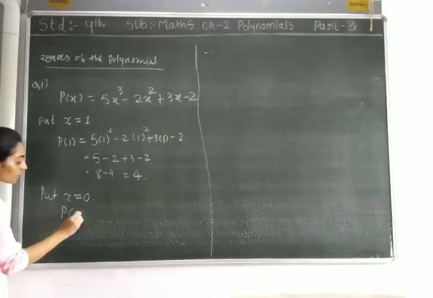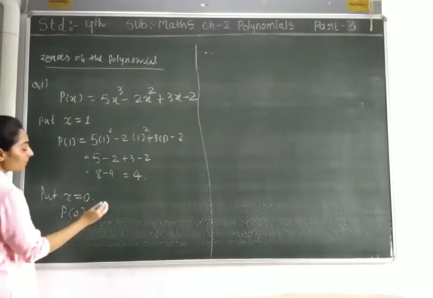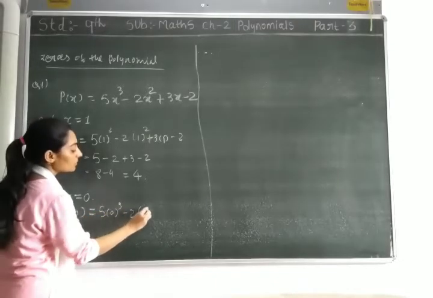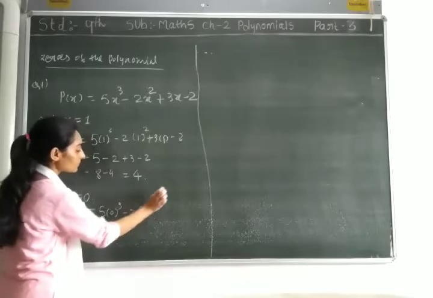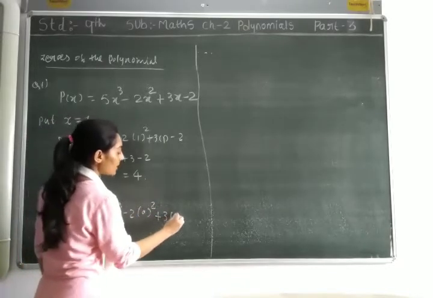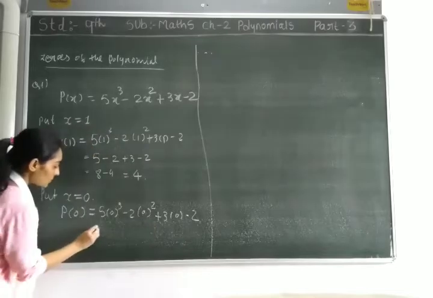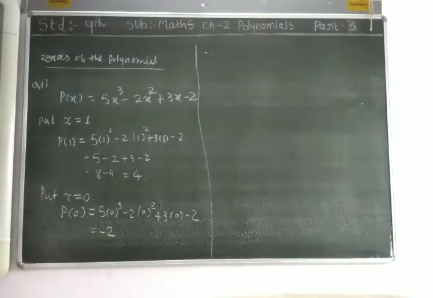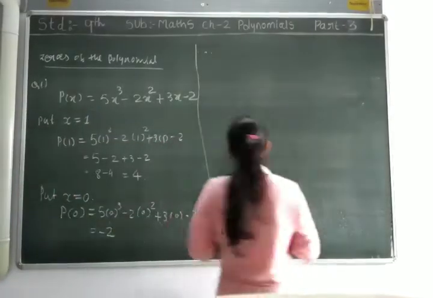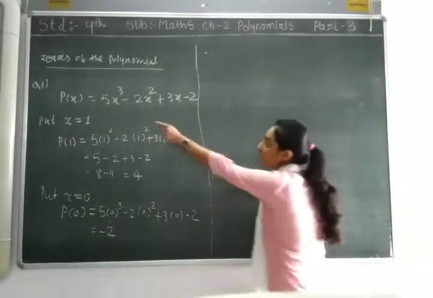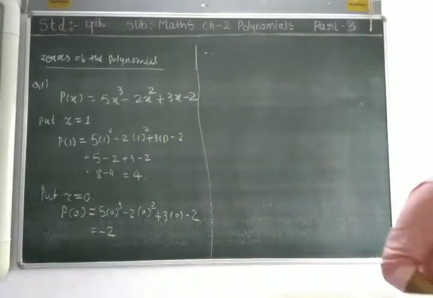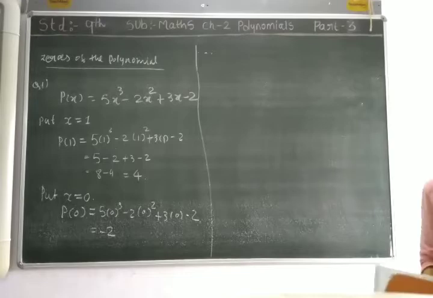So put x equals to 0. So I am getting 5 times 0, 0, plus 3x minus 2. So I am getting value equals to 0. So when I replace my x with 0, I am getting the value of this polynomial is minus 2.